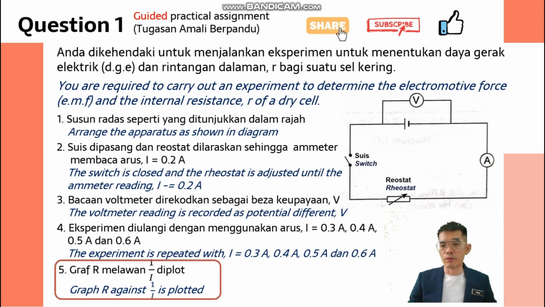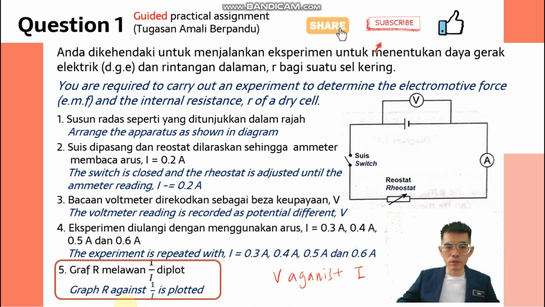So this is the modification I have planned in this question. Basically, for the original experiment in your textbook, you plot the graph V against I. In this experiment, you have to plot the graph R against 1 over I. How can we get the value of R here? R is actually resistance. According to Ohm's law, V is equal to IR, so R will be equal to V over I.